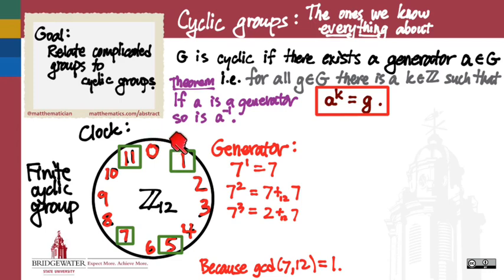If I take 1 and I add it to itself, I get 2. I add another 1, I get 3. I add another 1, I get 4. So I'm not hopping around the clock haphazardly like when we were adding 7s. I'm just generating all of the residues from 0 to 11 in their linear order when I add 1 repeatedly to itself. Are there any other generators for Z12 besides 1, 5, 7, and 11?